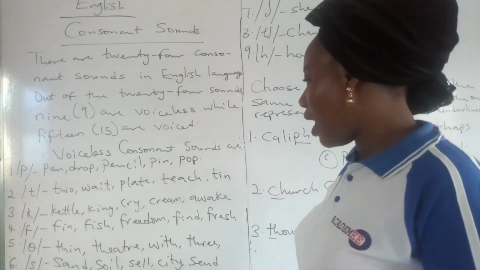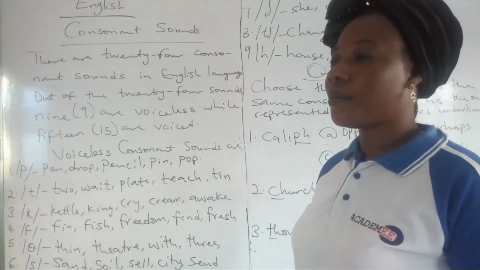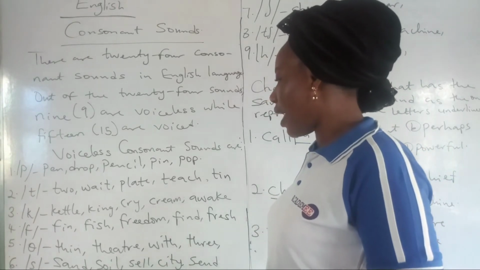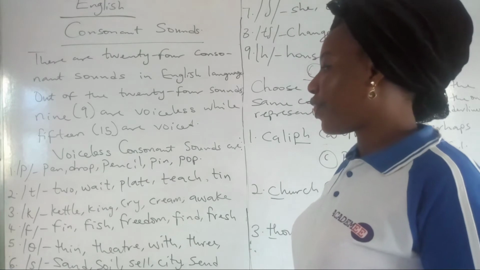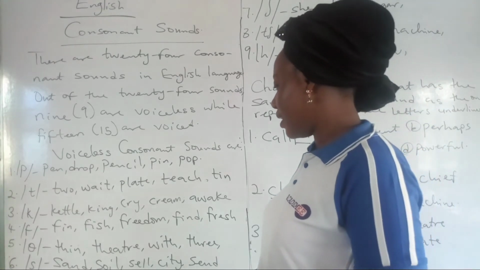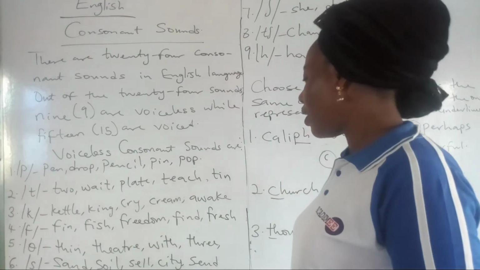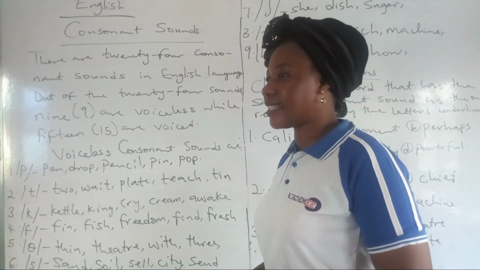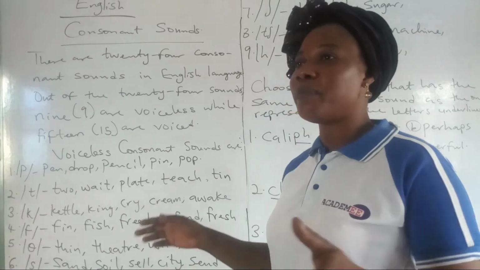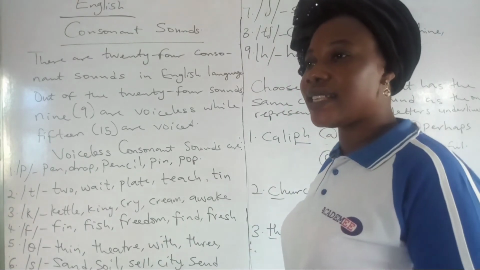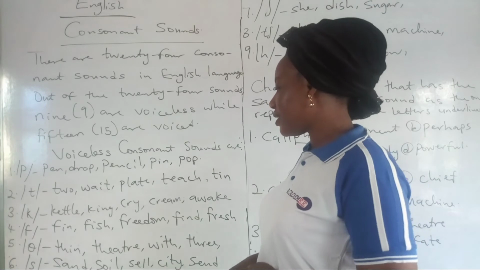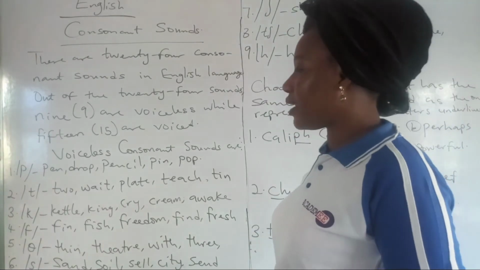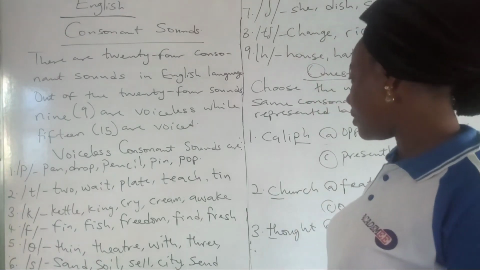And number 5, we have, and the sound we have in words like fin, theater, whiff, and free. The next sound is, this is similar to the sound made by a snake, the hissing sound. And we have this in sand, soil, cell, and city.